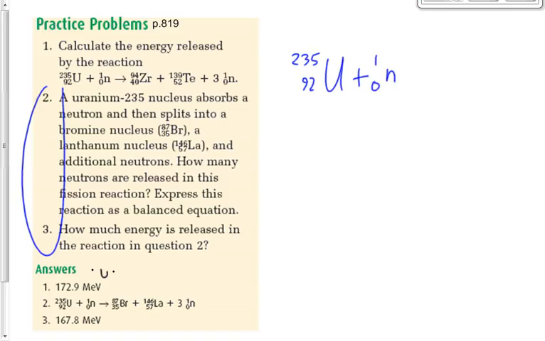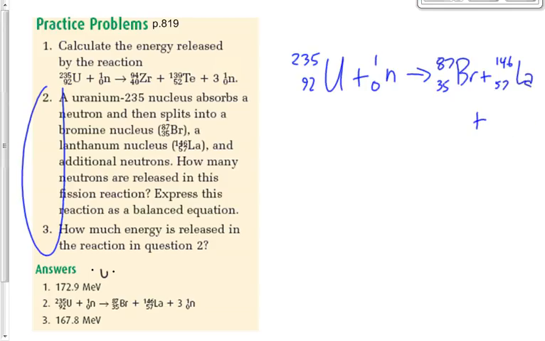So that uranium-235 absorbs a neutron. It doesn't really matter which side the neutron goes on. It has to go on the left side of the equation, but which comes first, the uranium or the neutron, doesn't really matter there. It produces bromine 87 plus lanthanum 146 plus neutron. How many neutrons do we get here? Let's leave that off right now, actually.